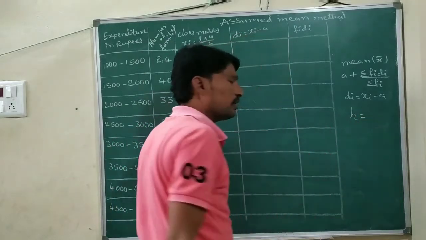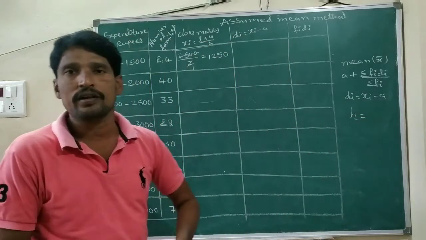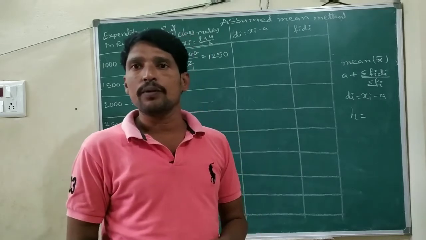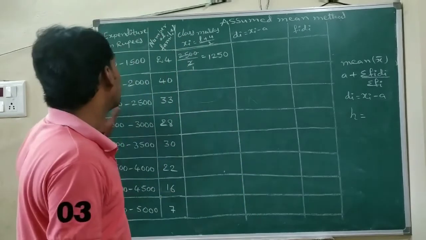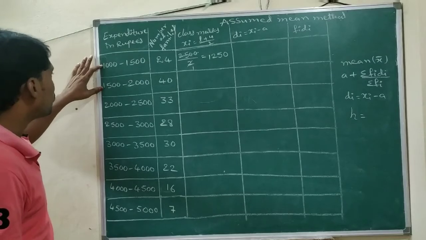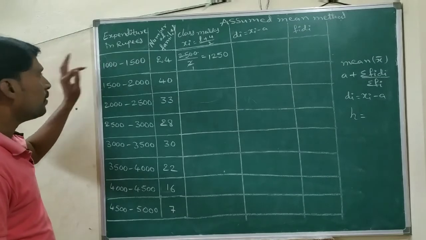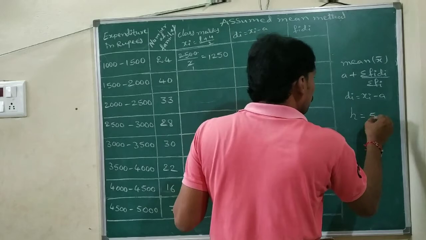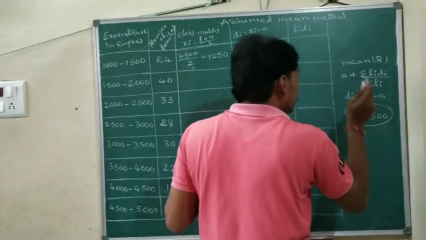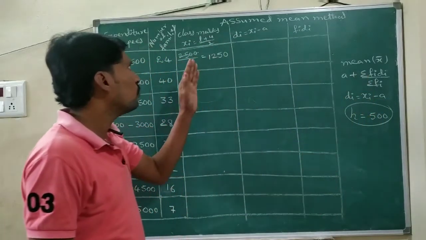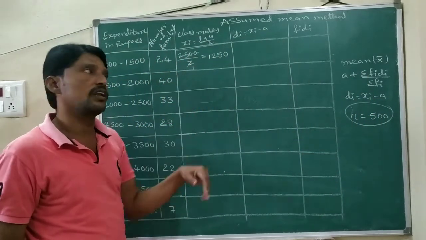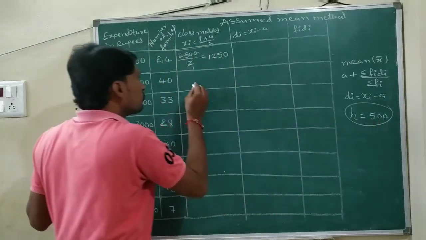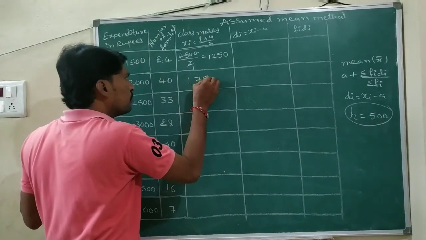Now we can find the h value, the height of the class. How do we find it? It is the difference between any 2 successive class intervals' lower limits, or upper limits. Taking the lower limits of these 2 class intervals, 1500 minus 1000 is 500. We got the h value as 500. This 500 we add to the first class mark to get the next class mark. So 1250 plus 500 is 1750.